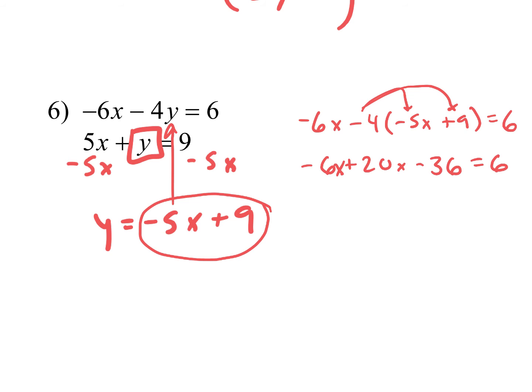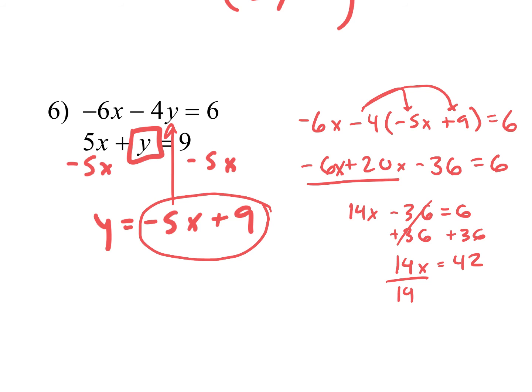What should I do next? Combine like terms. So I have negative 6x plus 20x. What would that give me? 14x minus 36 is equal to 6. Add 36. What's 6 plus 36? 42. And then divide. What's 42 divided by 14? 3. So x equals 3.